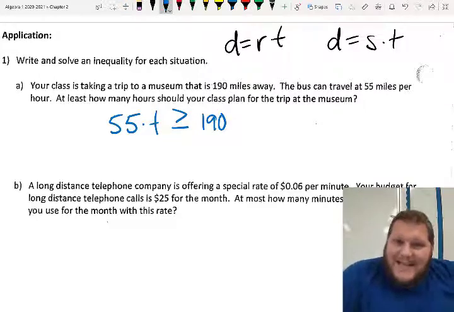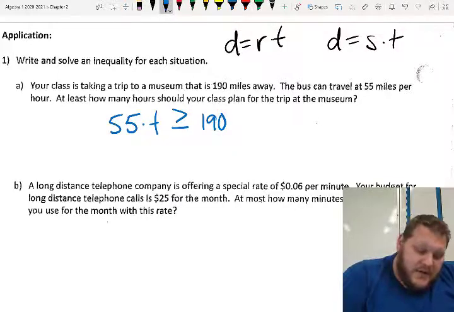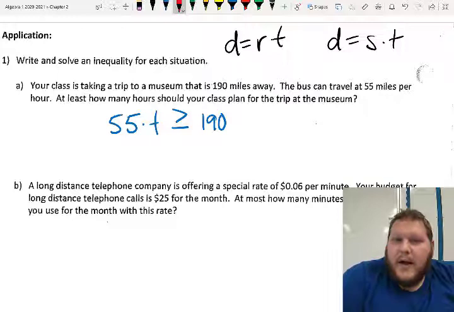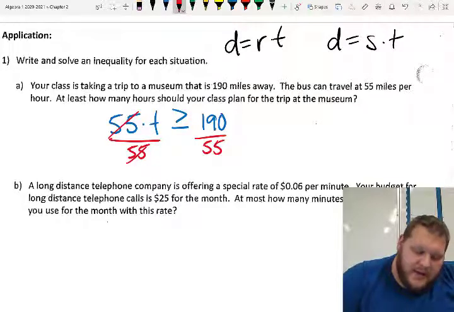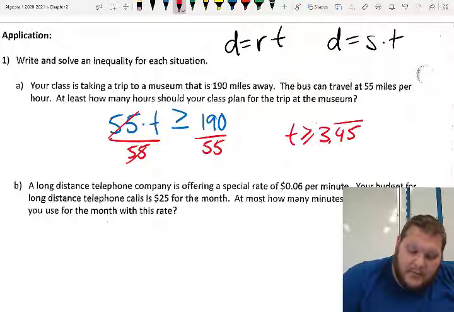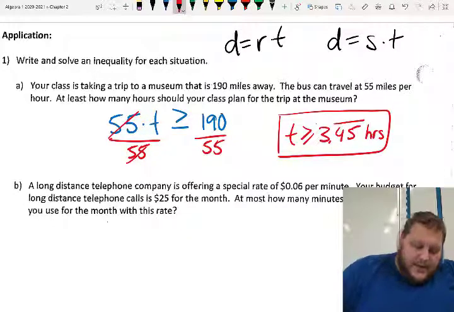55 times t, which would be the time it takes to get there, has to be greater than or equal to 190. So to solve this, as you can see, I'm multiplying t by 55. I just have to divide 55 on both sides to get my t by itself. You'll need a calculator for this because what we end up with is that t is greater than or equal to 3.45 repeated, actually. Hours. I need to put my units in there. Can't forget.